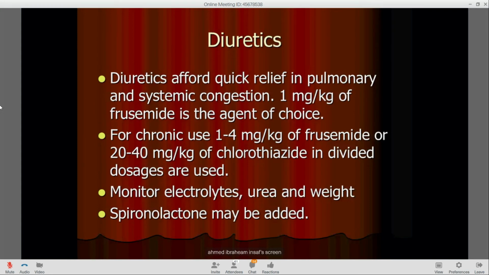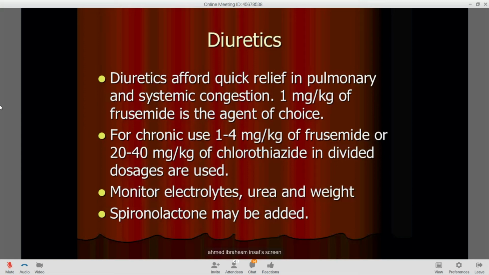Furosemide, maybe 1 mg per kg, and the dose may be increased to 4, 5, or 6 mg. Chlorothiazide can also be given in divided doses.